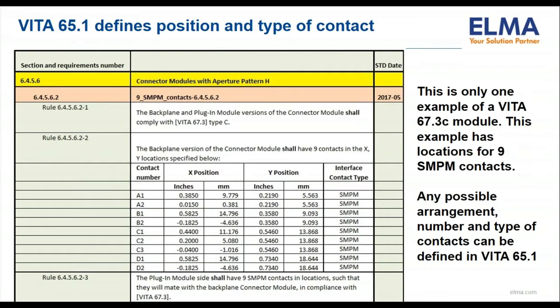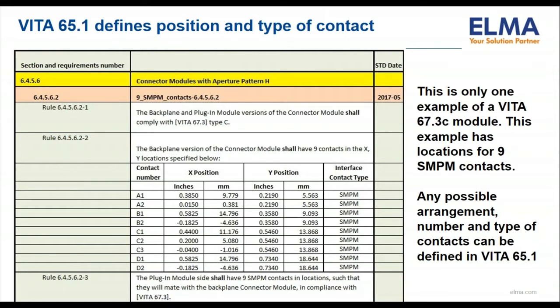This chart defines the X, Y coordinates and type of contact within a given VITA 67.3 connector module and is found in VITA 65.1. There is a separate chart for every new VITA 67.3 module.